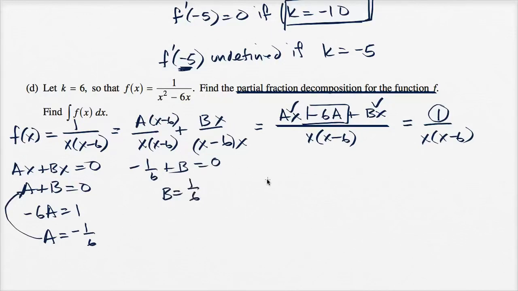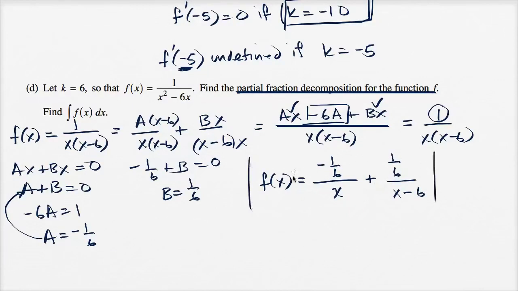So I can decompose f of x as being equal to a over x, so that's negative 1/6 over x. I could write it as negative 1 over 6x or something like that, but I'll just write it like this just to be clear that this was our a. Plus b, which is 1/6 over x minus 6. So that right over there is the partial fraction decomposition for our function f.